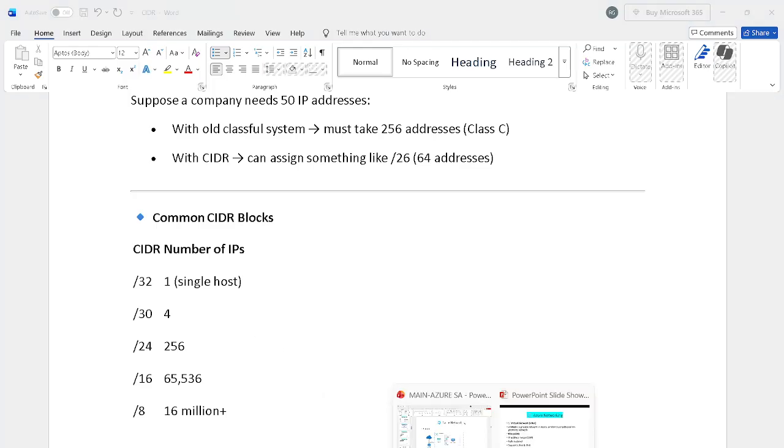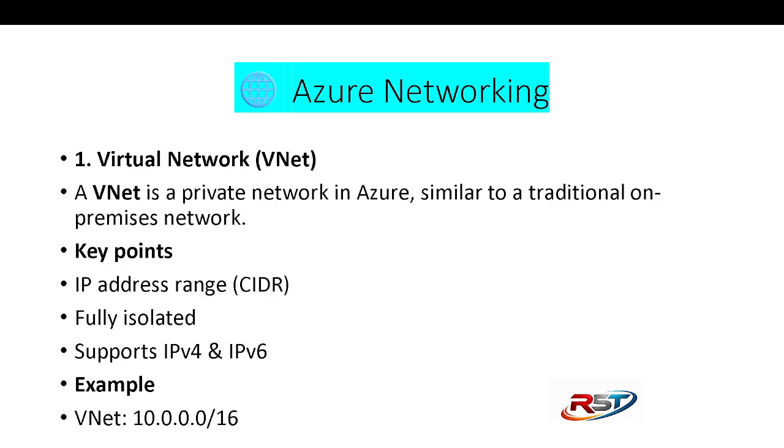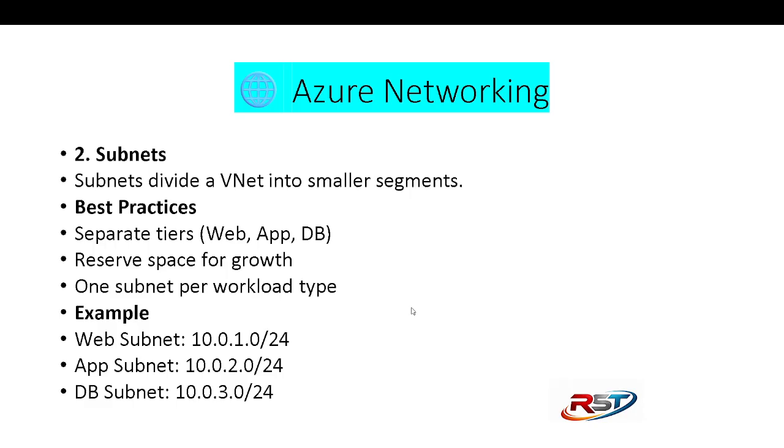Okay, so next one, subnets. We divide this VNet into subnets. A subnet divides a VNet into smaller segments. As we discussed, suppose you take a slash 16 network, right? It gives us 65,536 IPs.